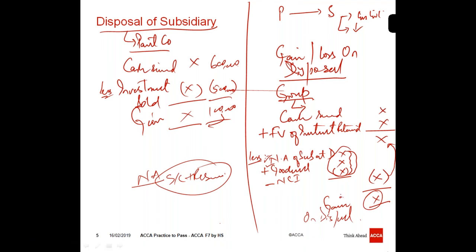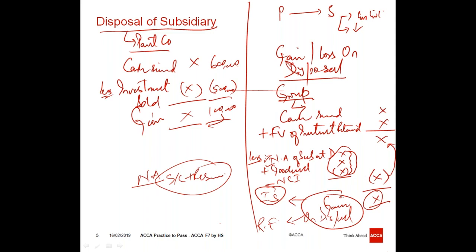This gain will be shown in the income statement, or if it is a balance sheet question, it should be added in the consolidated retained earnings. So when you are preparing the income statement, you have to add this gain on the disposal in the income statement before the profits before tax. And if you are doing a balance sheet question, it should be added in the retained earnings.